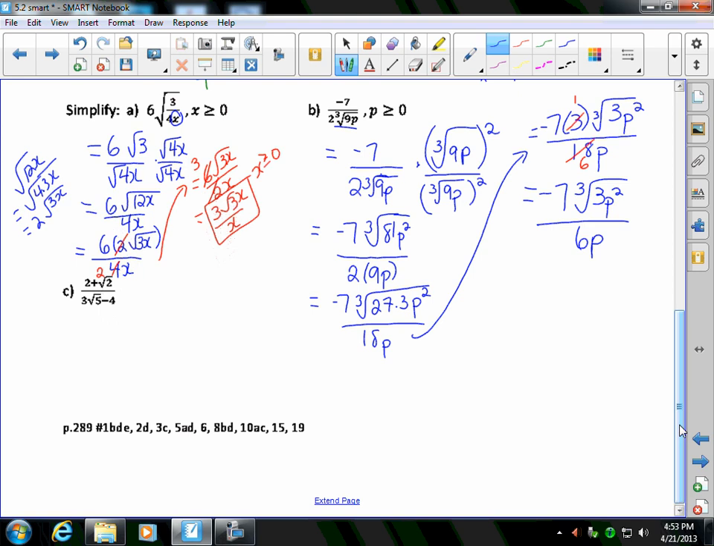Okay, C is an example of a binomial in the denominator. So a binomial in the denominator here means I need a conjugate in order to rationalize that denominator. So 3 square root 5 minus 4 means that the conjugate is going to be 3 square root 5 plus 4.